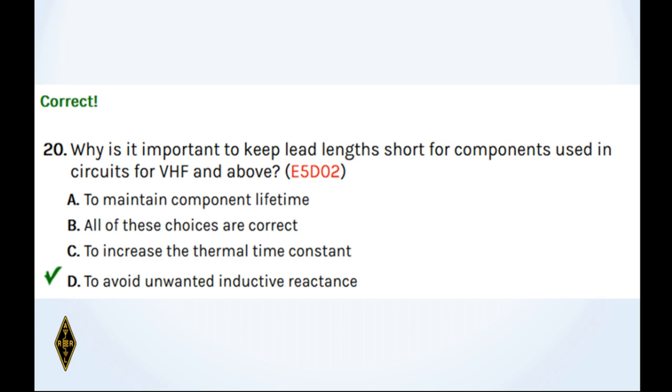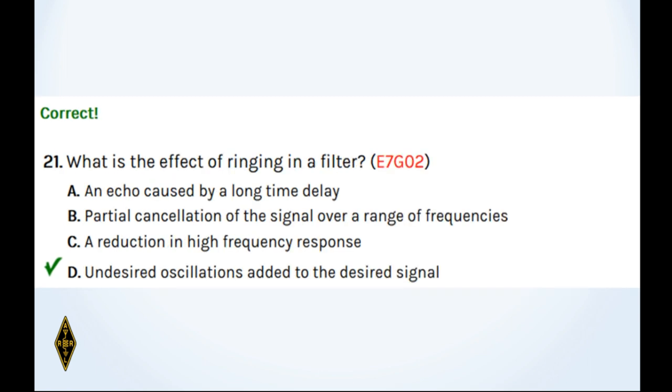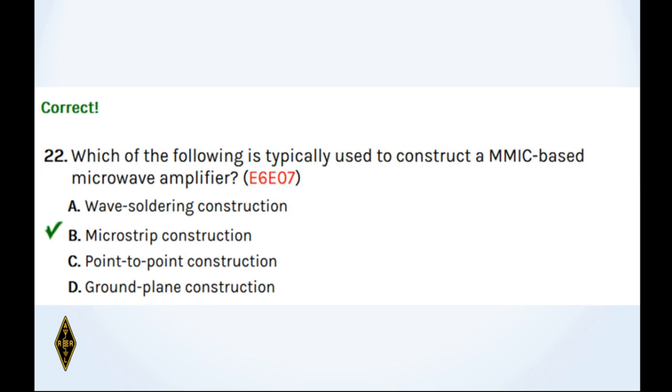And why is it important to keep lead lengths short for components used in circuits for VHF and above? That piece of wire can work as an inductor, so to avoid unwanted inductive reactance, 20D. And what is the effect of ringing in a filter? Those are undesired oscillations added to the desired signal, so 21D. And 22, which of the following is used to construct a microwave circuit? Well, that's microstrip construction, 22B. That's a dual-layer printed circuit board with constant impedance.